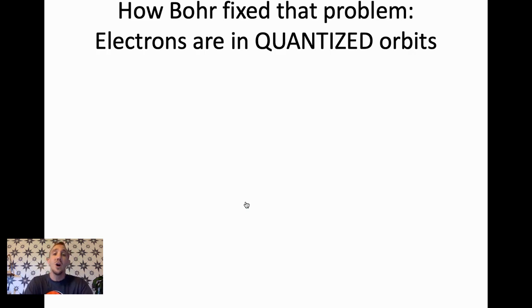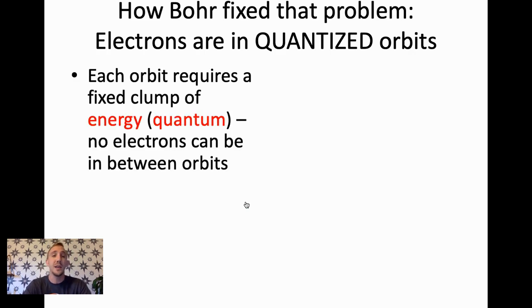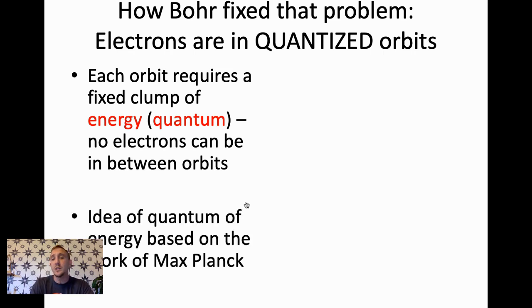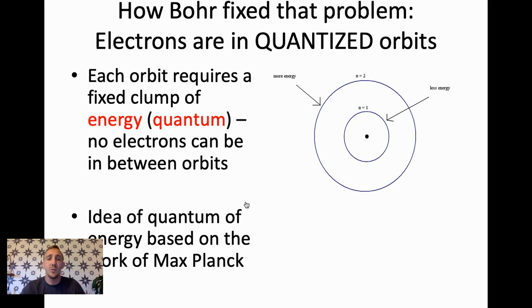Well, he said electrons are in quantized orbits. Each orbit requires a fixed clump of energy, or quantum. Quantum just means energy, so no electrons can be in between orbits. The idea of a quantum is based on the energy work of Max Planck. Bohr said you have energy levels here, and there are more, but for this example, energy level 1 has less energy than energy level 2, and energy level 3 would have more than energy level 2. Energy level 4 would have more than 3, and so on.